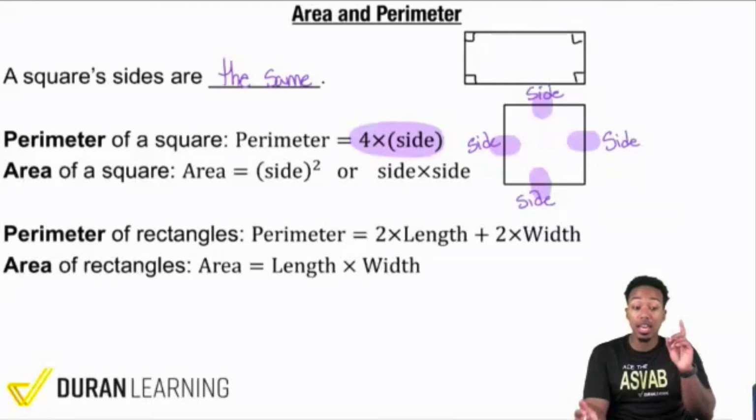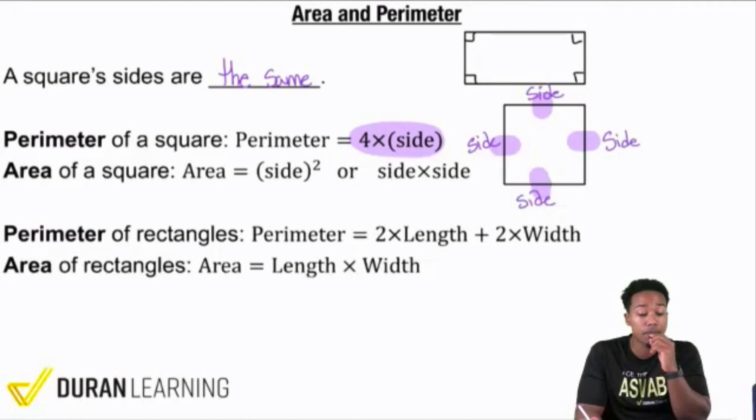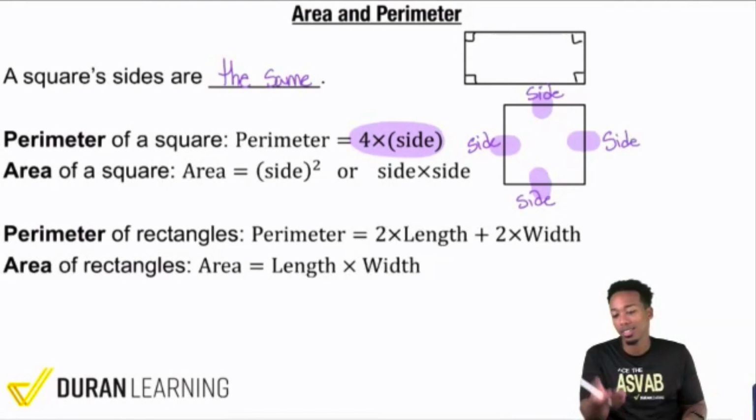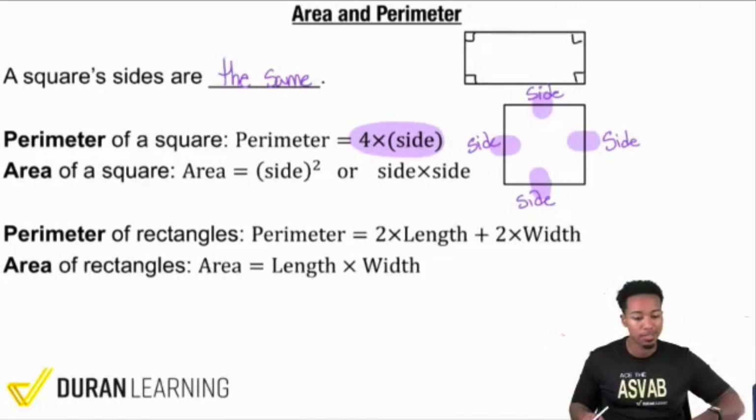Because if you can understand that, then you're going to get a lot of what today's about. Again, the area of a square and a rectangle, they're literally the same formula. But because a square has the same sides all the way around, we don't say length times width. We just say this side times that side. That's it.